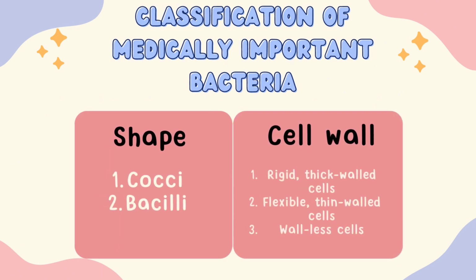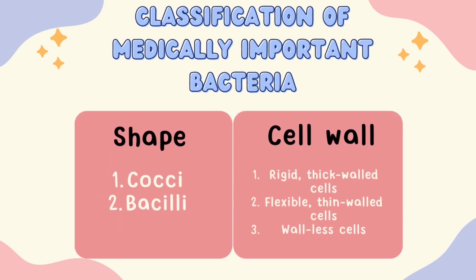Classification of medically important bacteria. Basically, the classification is based on the shape and the cell wall. We discussed there were three shapes of bacteria: cocci, bacilli and spirochetes. So the main classification is on the basis of cocci and bacilli, and cell wall, whether the bacteria has a rigid thick cell wall, or a flexible thin cell wall, or no cell wall at all. There is one bacteria which doesn't have a cell wall, otherwise all bacteria have a cell wall in their structure.